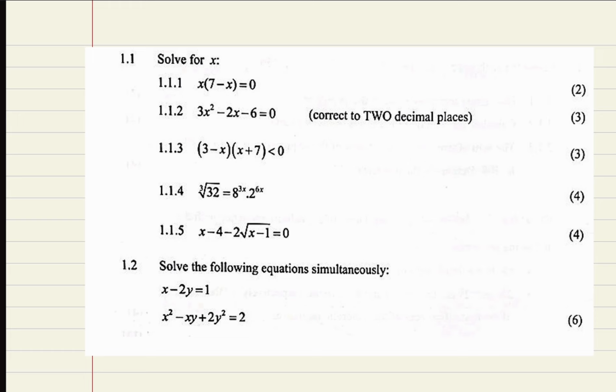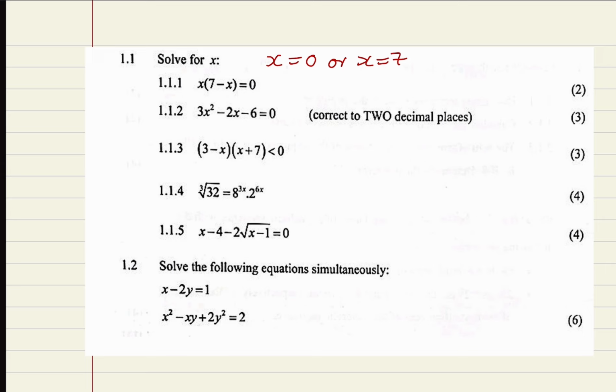This is your question 1, where we are set to solve for x. Okay, number 1, we have to look at this problem that says x into 7 minus x equals 0. This one is already factorized. Since it's already factorized, you are going to say x equals 0, or you are going to take x to the other side, so you'll have x equals 7. So that is your 2 marks.